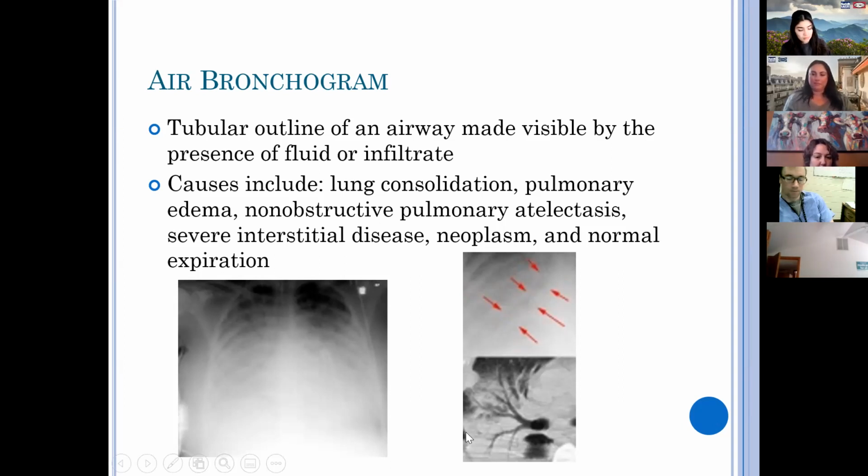And so what you can see here is this tubular outline. It looks very similar to when we were looking at the trachea, how you can see the black stripe. You can really sort of make out that there is a tubular outline of an airway going down through here. It's a little bit clearer on the CT scan. You can see these airways sort of branching. But what this means is that there's some sort of fluid or infiltrate along the outside that is not affecting the airway, and so it leaves this sort of black stripe.